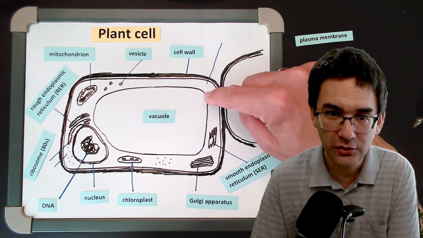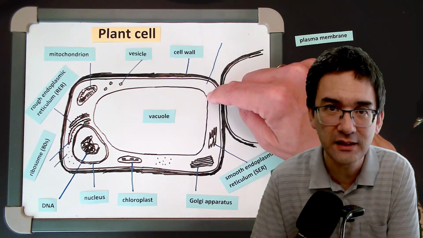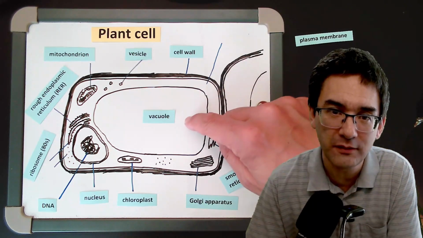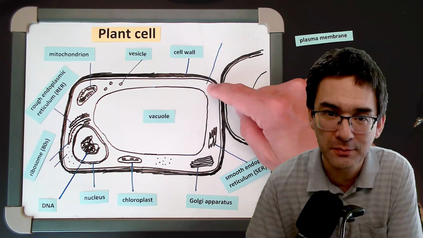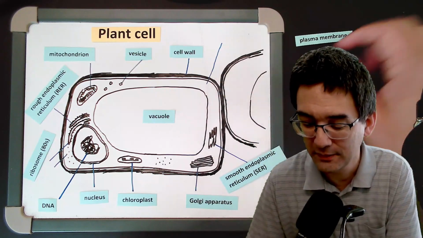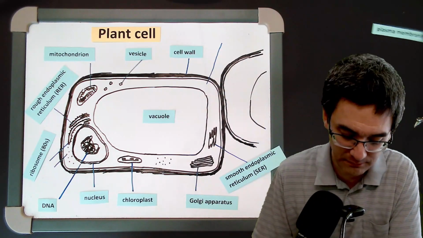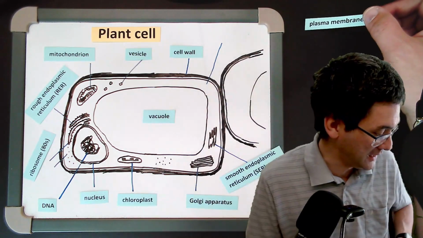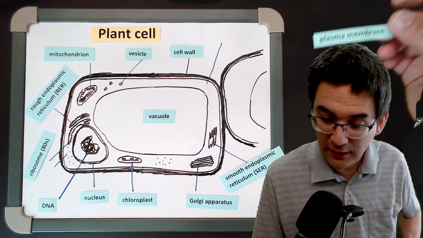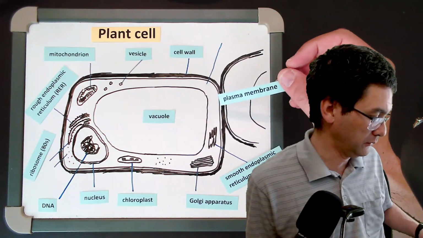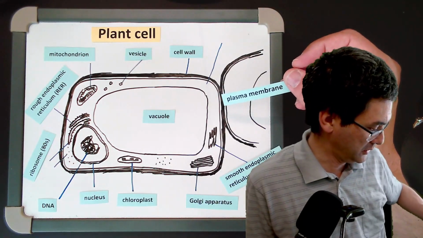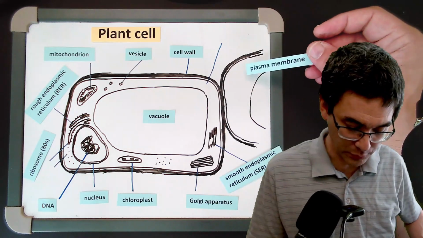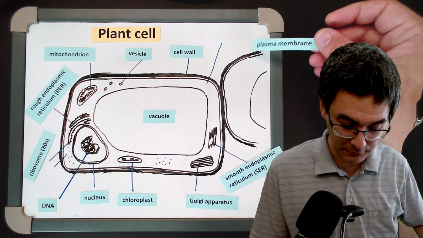Do you actually see this part over here? That is the cytoplasm. You see that the cytoplasm is squeezed between the vacuole, the plasma membrane, and the cell wall. I forgot to label the plasma membrane, and I don't have a label for cytoplasm. This is really disappointing. So what I have is the plasma membrane.